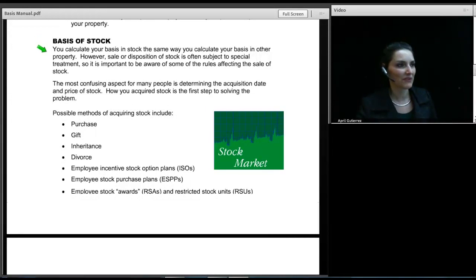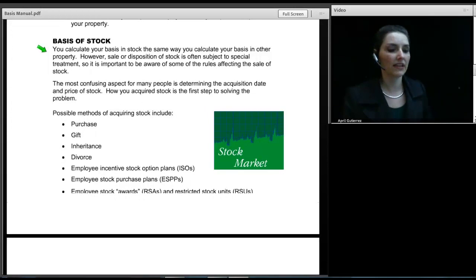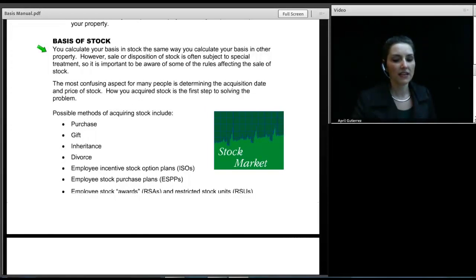Sometimes it is done perfectly. You'll have a statement that does show all of your stock purchases and all of your stock sales very nicely, but just as often there's pieces missing. And our job as tax preparers is A, to notice that a piece is missing, and then B, work with our client to find that missing number or numbers. But in general, you count or calculate your basis in stock in the same way that you calculate basis in other types of property. However, the sale or disposition of stock is often subject to special treatment, so it's important to be aware of some of the special rules that affect the sale of stock.